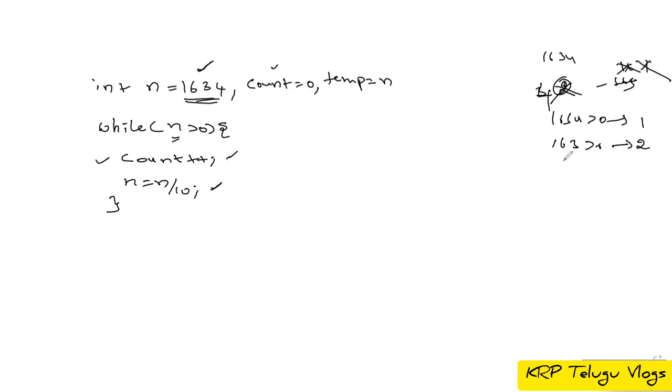So now again n is equal to n by 10. So the n value will become 16. 16 is greater than 0. So count will be incremented to 3. Next, n is equal to n by 10. So 16 by 10 is 1. So 1 is greater than 0. So it will be incremented to 4. So now n is equal to n by 10. 1 by 10 is 0. Correct? Yes, sir. So 0 greater than 0 is false. It will break the loop.